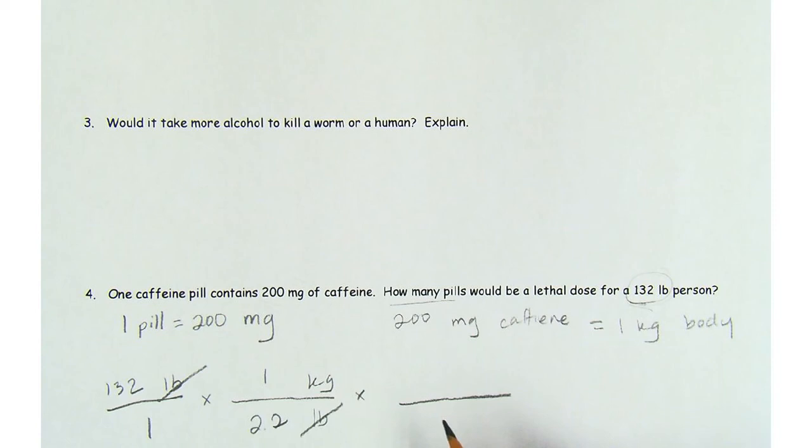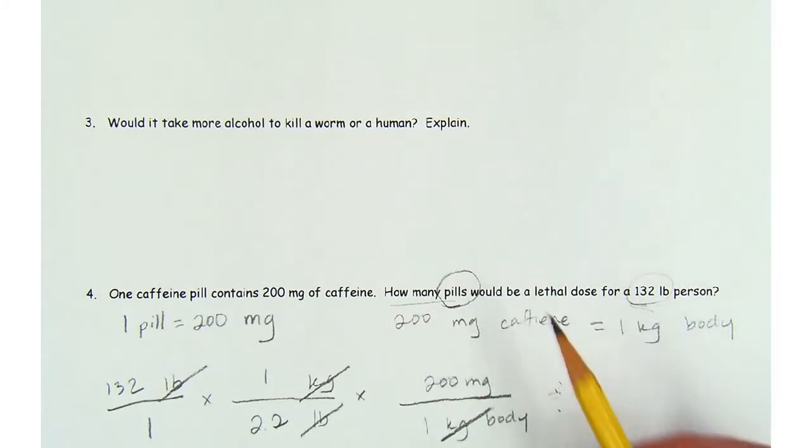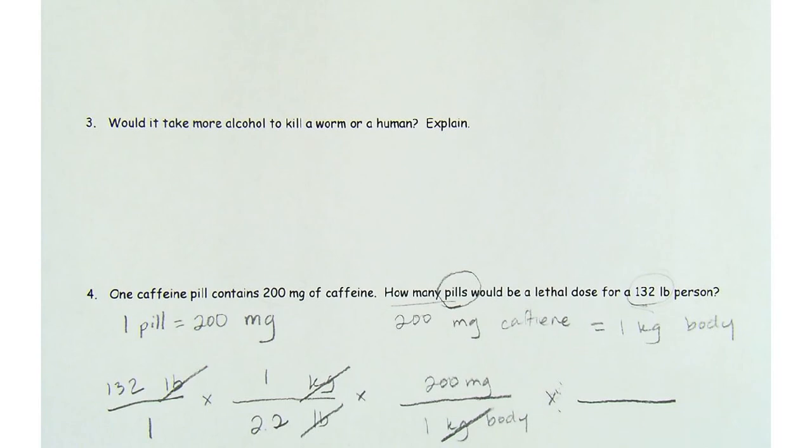Next, I need to cancel my kilograms. So in 1 kilogram of the body, there are 200 milligrams of caffeine. Cancel my kilograms. And last, the question asked me for pills. Oops, not an equal sign. Multiplication. Question asked me for pills, so I need to cancel out the milligrams. Get to pills. 1 pill has 200 milligrams.